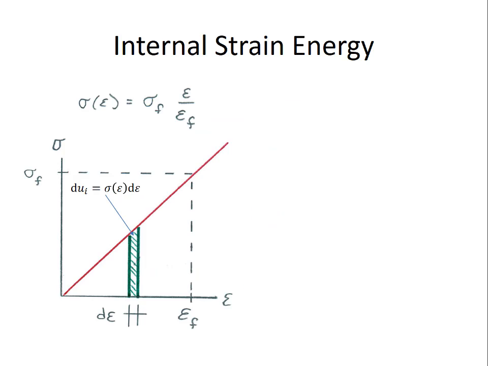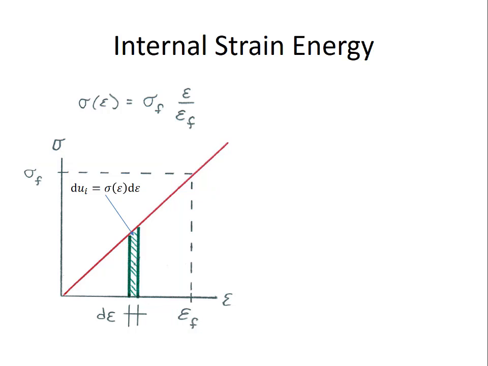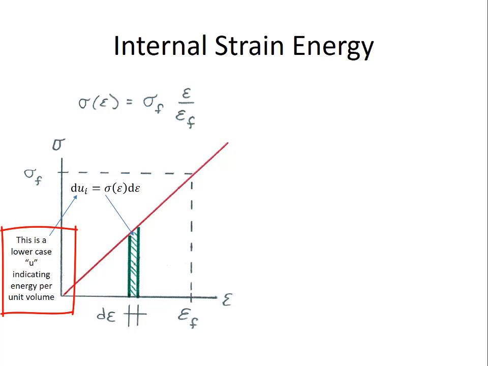We're plotting sigma versus epsilon. We're indicating the final values, sigma F and epsilon F. We're indicating the expression for sigma as a function of epsilon, which you can confirm for yourself. It's the equation of a straight line. And we're indicating a small little increment of internal strain energy as sigma at a given value of epsilon times d epsilon. We'll clarify that this is a lowercase u, indicating that we're still looking at energy per unit volume. We're only looking at that little cube of volume.